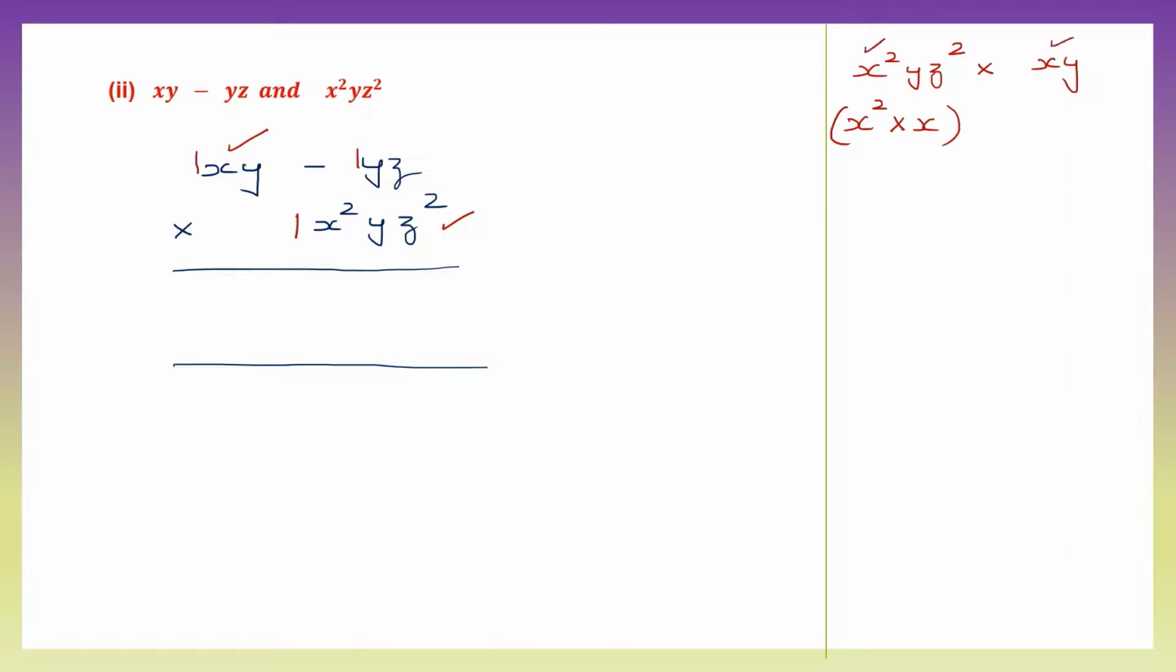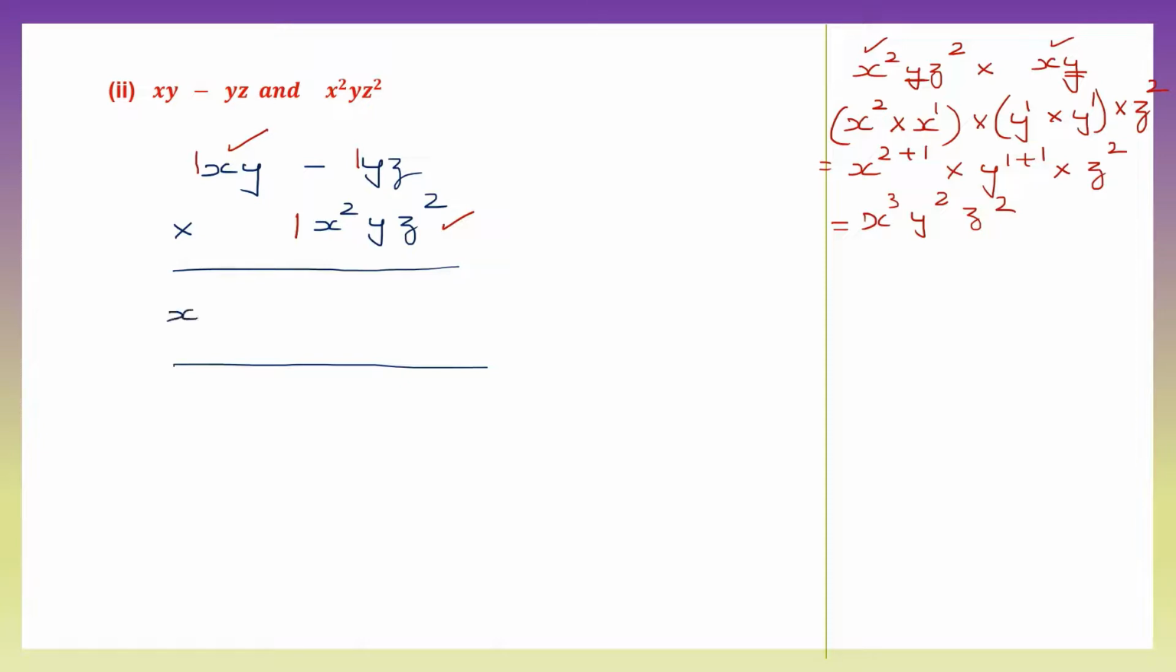Okay, so this x and this x square into, I have y here and a y there, y into y into z square. So this becomes x raised to the power of 2 plus 1, y raised to the power of 1 plus 1 into z square. So the answer here is x to the power of 3, y to the power of 2 and z to the power of 2. So let's write that down. X cube y square z square. Let's put a minus sign.